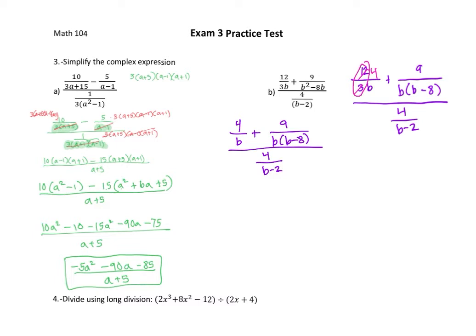Okay, so now we go ahead and find the LCD. I have b, and then on the second one I have b times b minus 8, so I need a b minus 8, and then I have a b minus 2. Okay, so go ahead. We're going to multiply everything by b times b minus 8 times b minus 2.